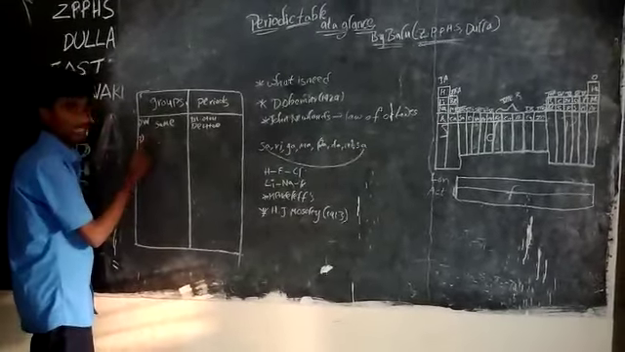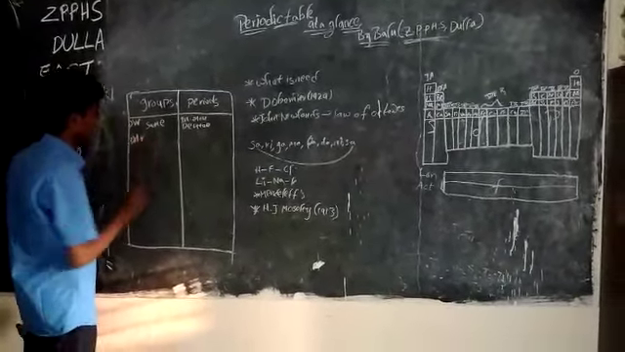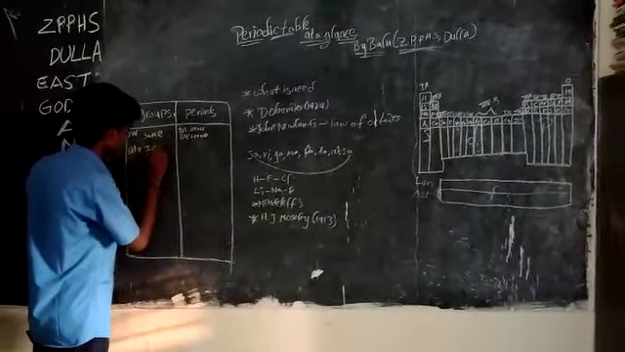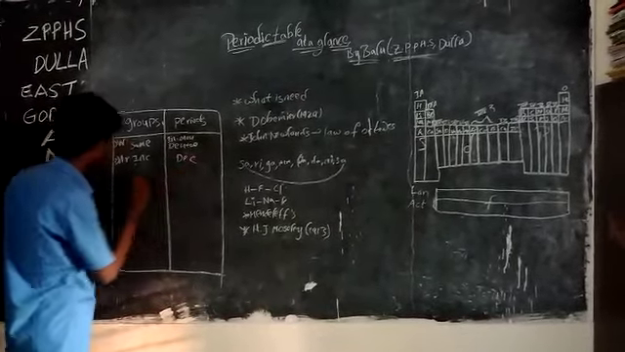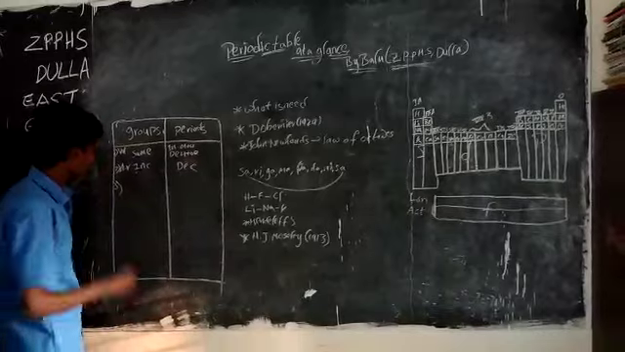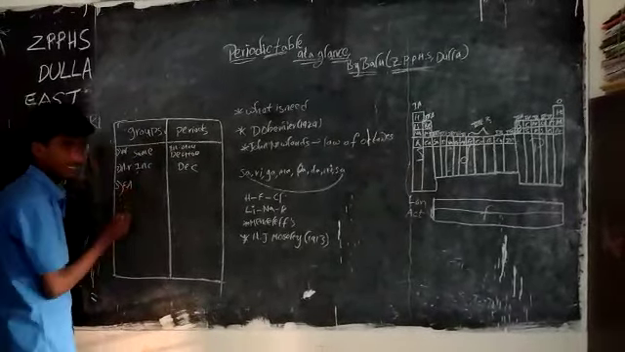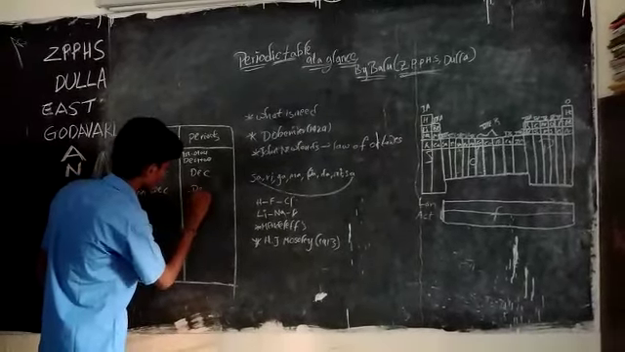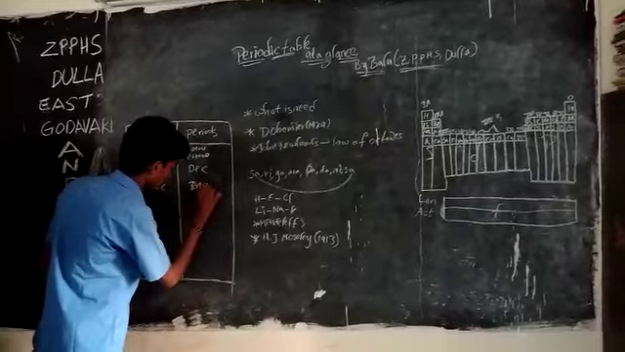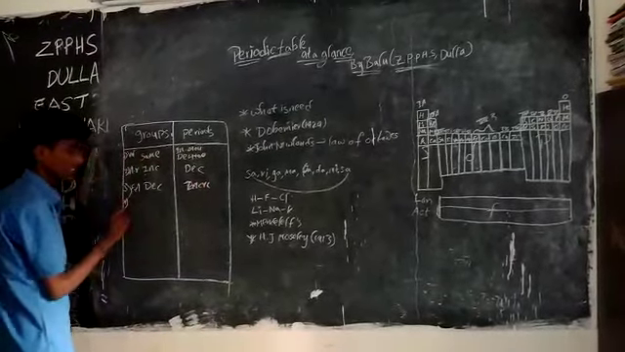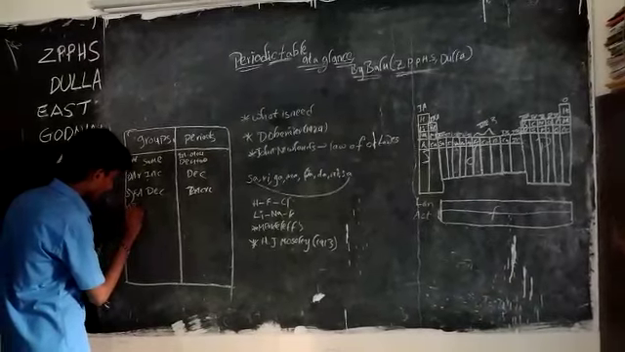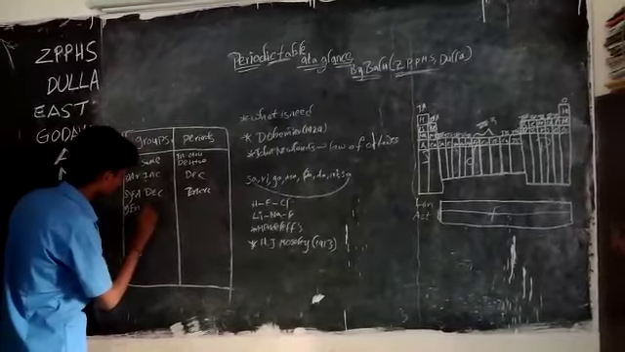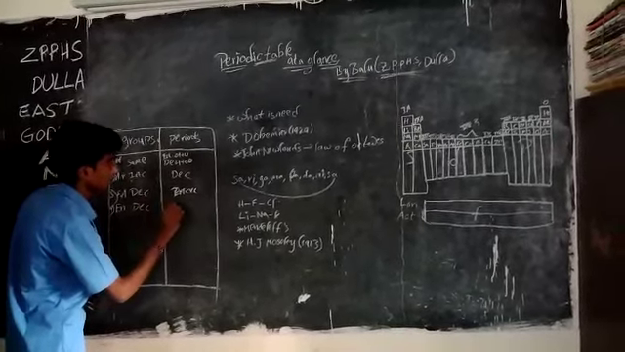The second property is atomic radius. Atomic radius increases down a group and decreases across periods. The third property is electronegativity. It decreases down groups and increases across periods. The fourth property is electronegativity. It decreases in groups and increases in periods.